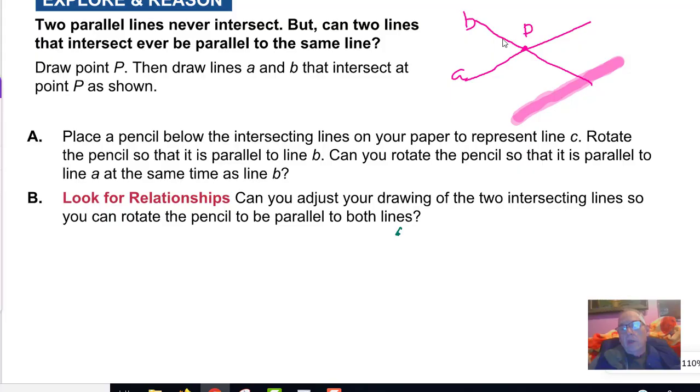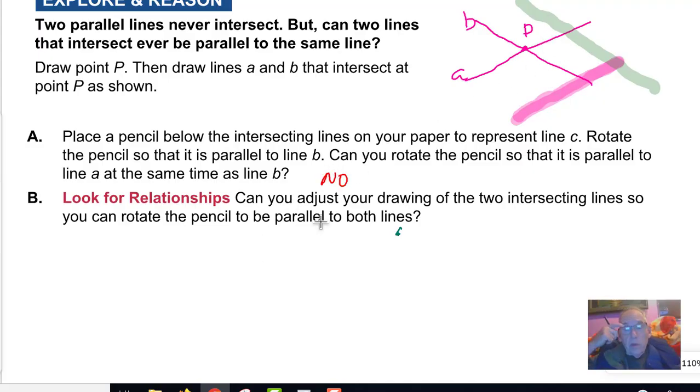And we can see that it's not going to be parallel to B. Now if we rotate it so that the pencil is parallel to line B, we're going to spin it around this way. So now we've got the pencil parallel to line B. We can see that it can't be parallel to line A. So let's talk about this question. Can you rotate the pencil so it's parallel to A at the same time as B? No.